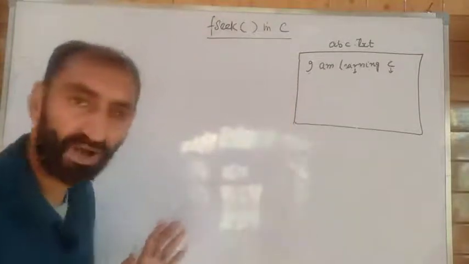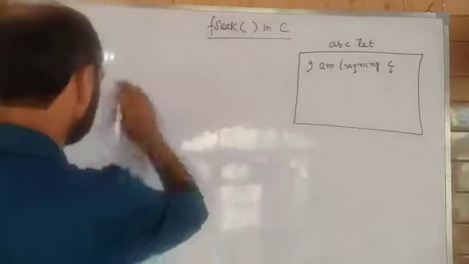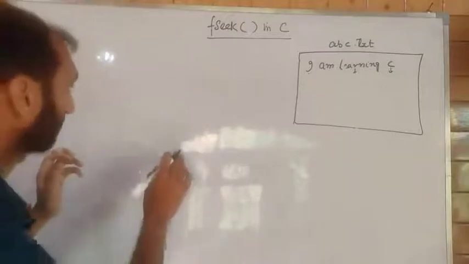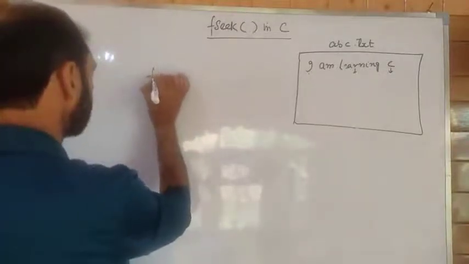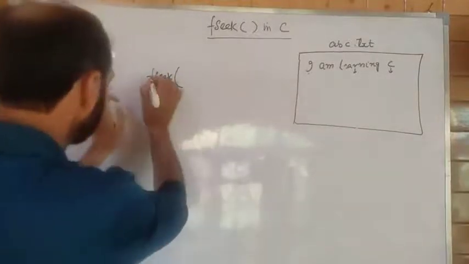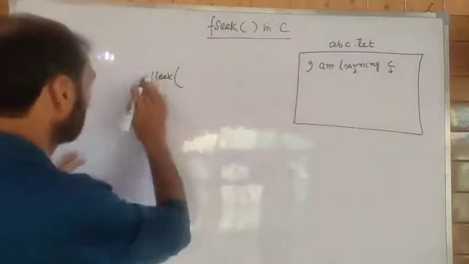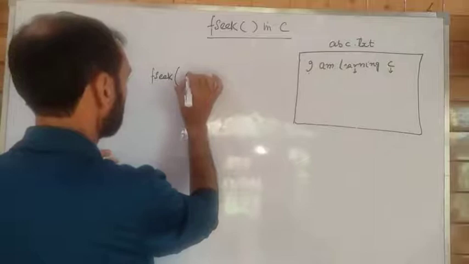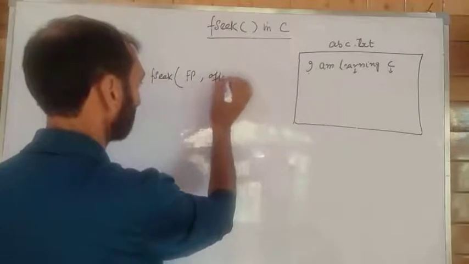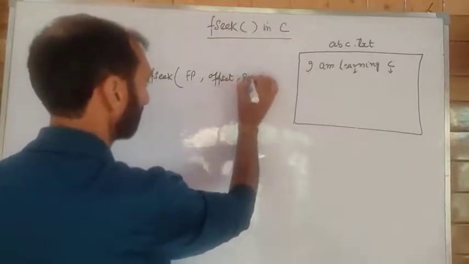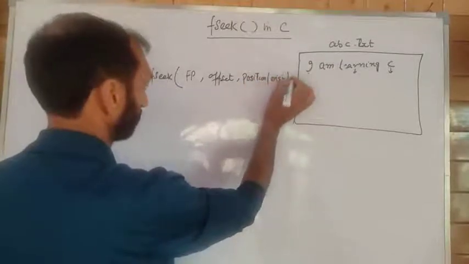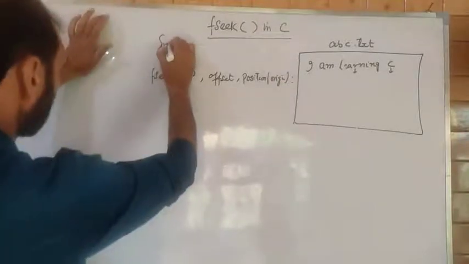The syntax of this fseek function is, for example, here I can write fseek, and it takes three arguments. First one is the file pointer, for example fp. Second one is the offset. And third one is the position, or we can say origin.